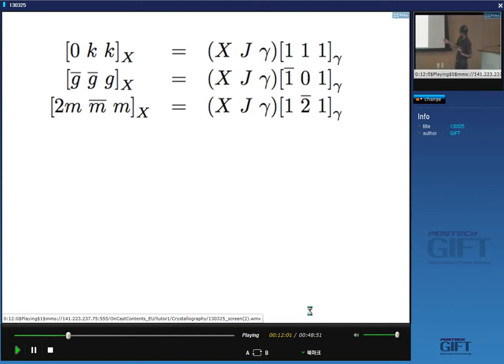G bar G, bar G, and bar G, and 2m bar m and m. And these are the corresponding vectors in austenite. And they are exactly related by a coordinate transformation matrix, which we don't know as yet. Okay?